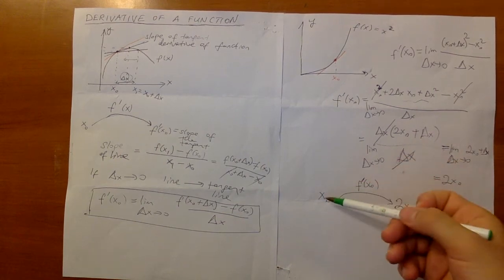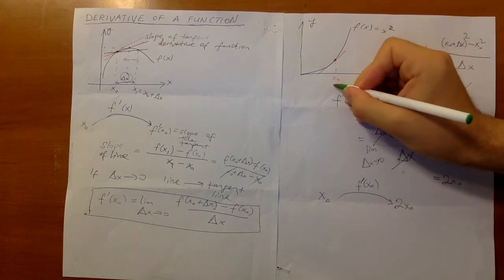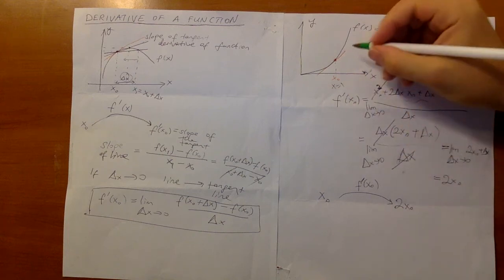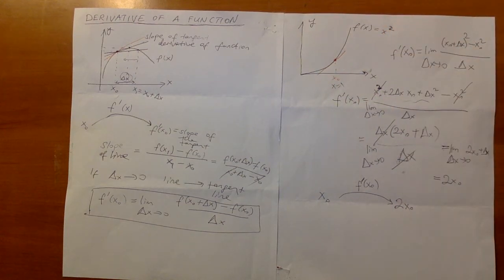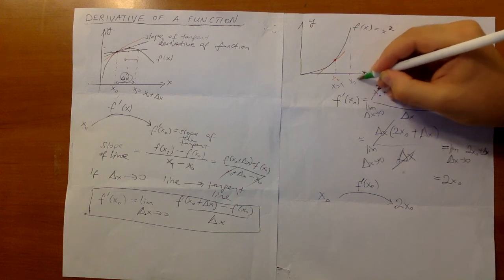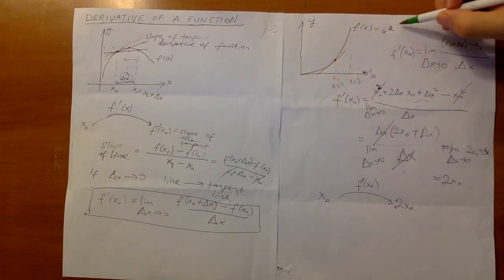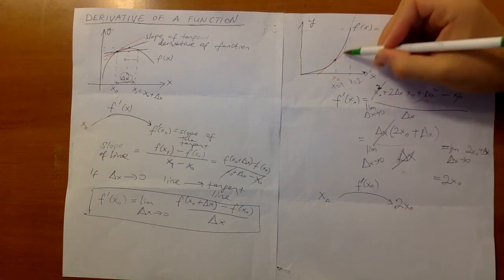So it's going to take any value x and multiply it by 2 and give you the slope. For example, at x equal to 1, the slope is going to be 2. The slope of this line is going to be 2 for this function x squared. At x equal to, for example, 2, the value of the function is going to be 4, but the slope is going to be 2 times 2, which is 4.